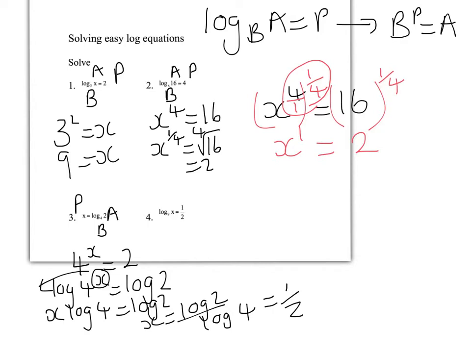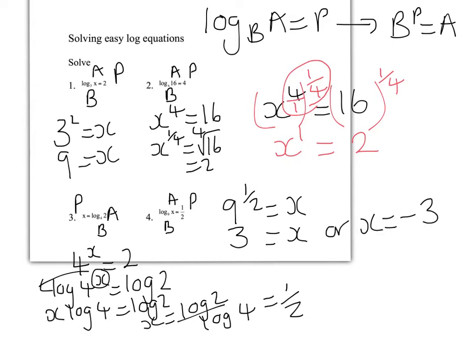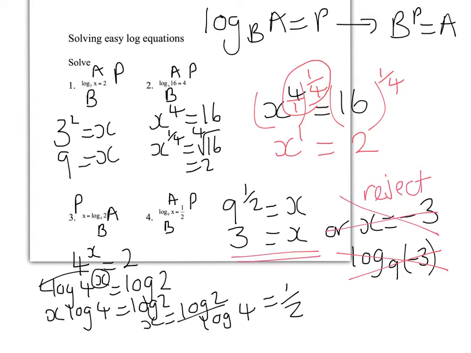Okay, so this one here, we've got base, answer, power. So 9 to the half equals x. That's right, 9 to the half equals x, and therefore 9 to the half is 3, or it could be minus 3. But actually, if we try to substitute that back in, that minus 3 wouldn't work. Try putting log base 9 of minus 3 in your calculator. Your calculator will tell you a big fat error. So we actually just reject that answer, and my answer is x equals 3.